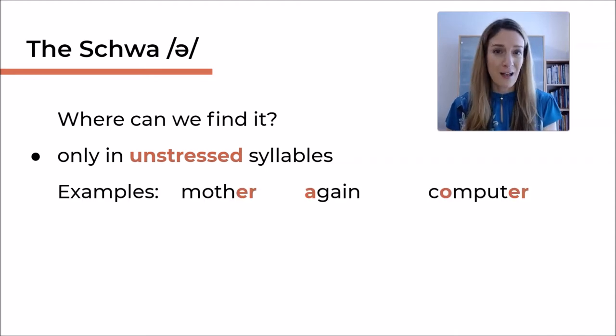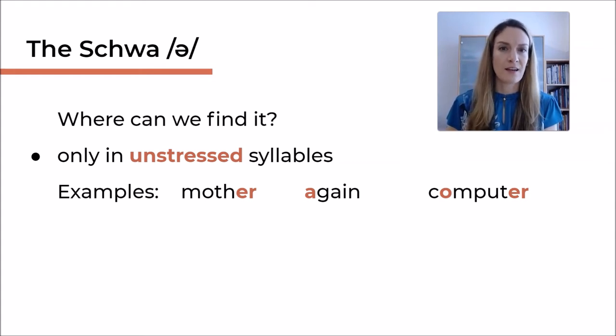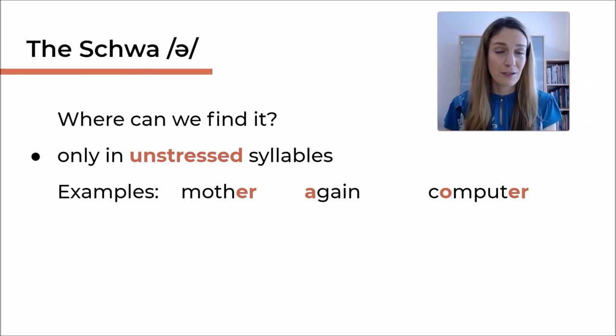Here are some more examples. Mother. Again, computer. So here in computer, you have it twice, com in the middle between k and m, com, and then the stress is on pu, compu, and then right at the end, ta, computer. So we've got it twice here. That can happen. You can have the schwa more than once in a word.